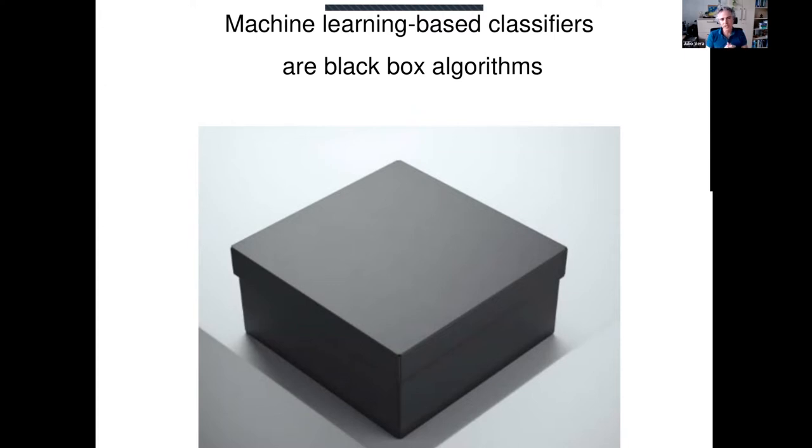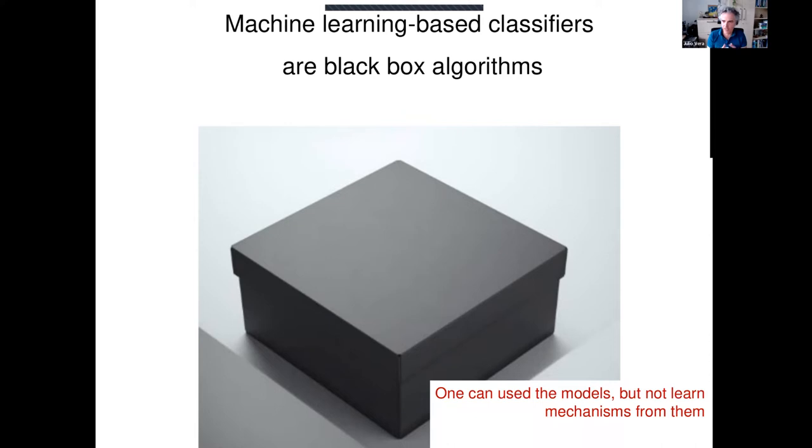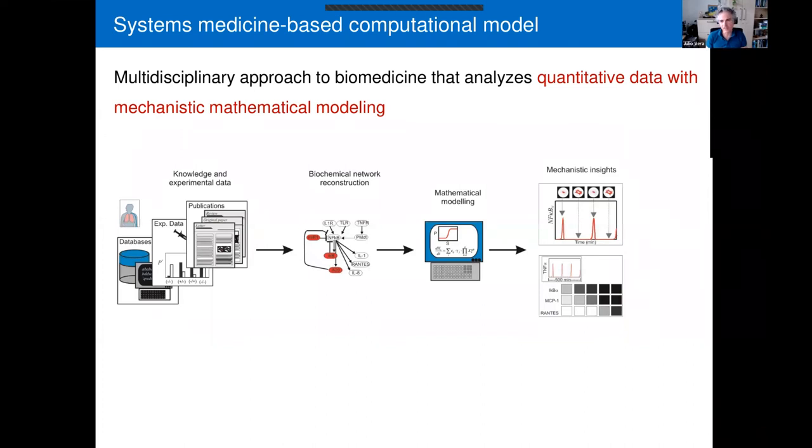But there's something very important we have to understand about machine learning and deep learning algorithms. These algorithms are very good classifiers. They can be used and they work to classify patients based on molecular data, but they are what we call black box algorithms. So this means they are very good for making predictions and for classifying patients, but later on, it's very difficult to open the model and try to understand in a mechanistic manner why the classification works so well. For having a mechanistic understanding of what's happening, we have to use systems medicine and systems medicine-based computation and models.